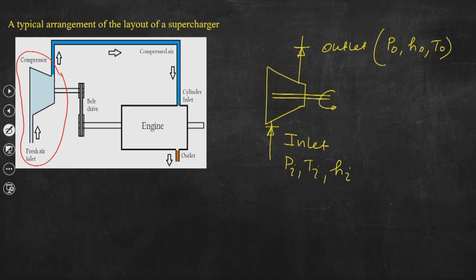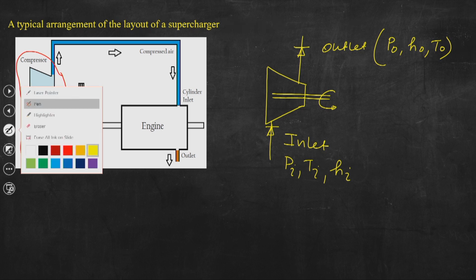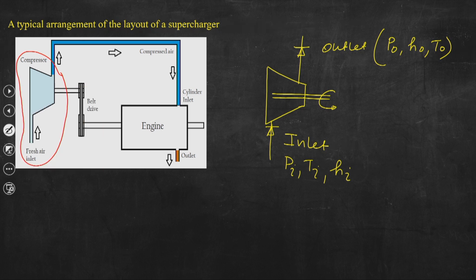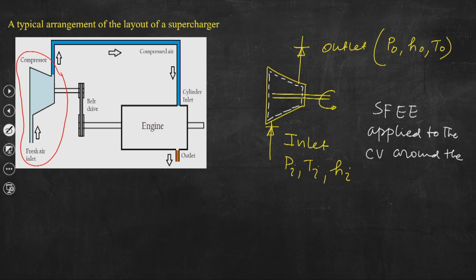Now, you know that if we draw the control volume that you have studied in your undergraduate basic thermodynamics course, and if we go to the next slide and apply the steady flow energy equation, SFEE, applied to the control volume around the compressor. Okay. So, this is the CV.